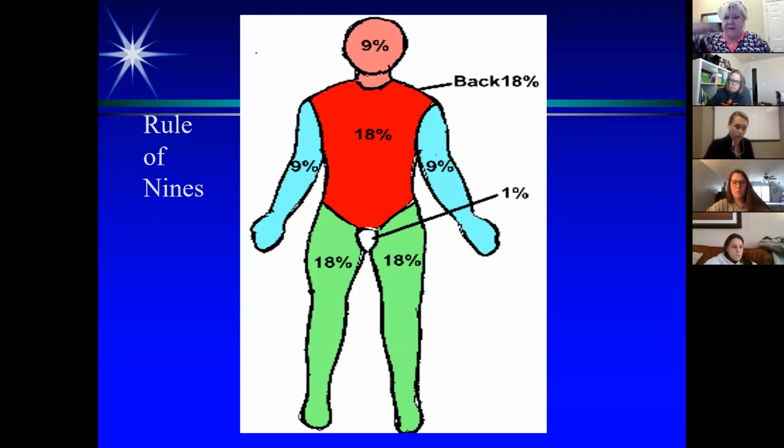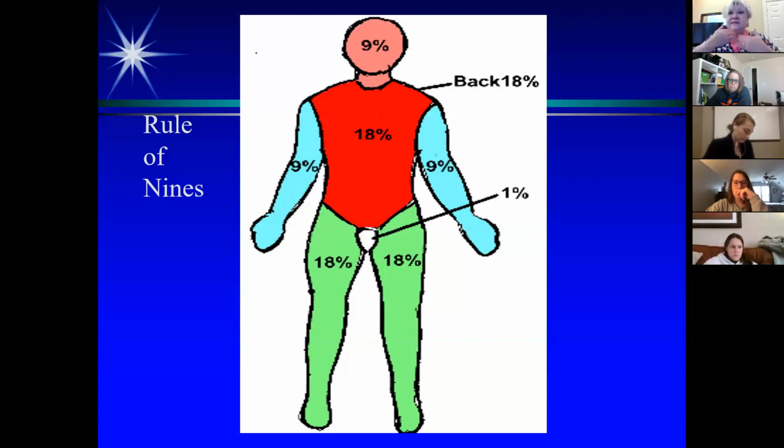1, 2, 3, 4, 5, 6, 7. The front of your leg is 8. The back of your leg is 9. The front of your other leg is 10. The back of your leg is 11. Okay, so 1 through 11. 11 times 9 is 99, and then your crotch is 1. That makes it 100% of your body.